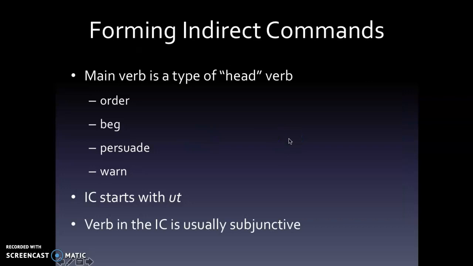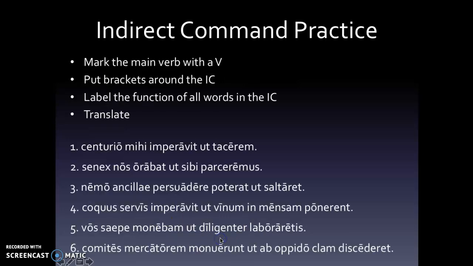All right, forming indirect commands. The main verb, just like with indirect questions, is going to be some sort of head verb, but this time it has something to do with ordering. So ordering, begging, persuading, warning, those kinds of head verbs. The indirect command starts with an ut, and the verb inside of it is usually a subjunctive. All right, go ahead and copy down these 6 sentences. Label the main verb with a V, put brackets around your indirect command, label the functions of all the words, especially inside the indirect command, and then write out a translation.